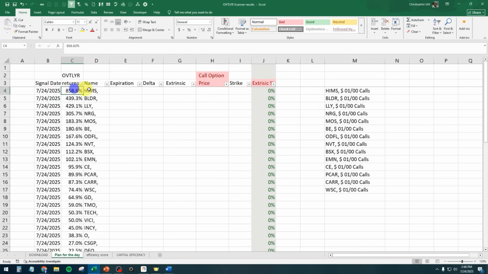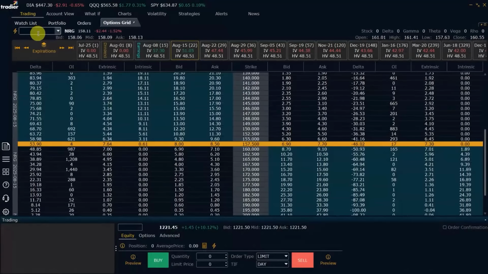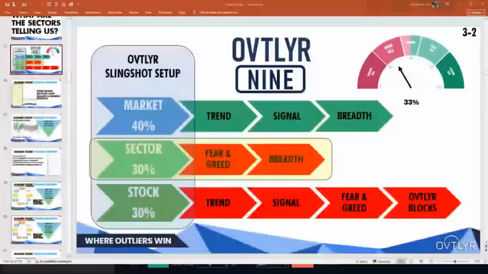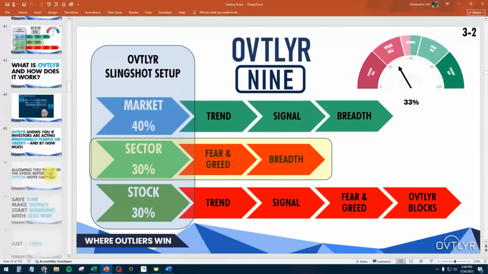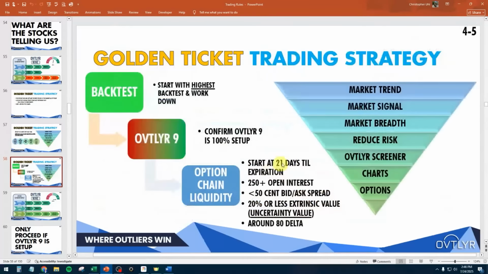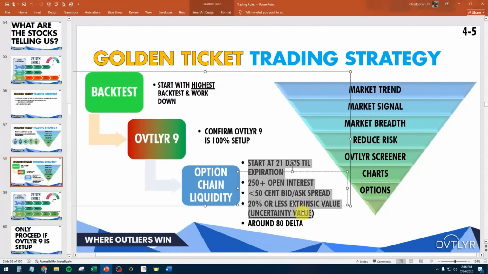So let's work our way down starting from the top, the highest outlier return. If this had pulled in by now, what would we do? We would go to the option chain, Hims. And then we would start at 21 days to expiration. Try to look for 250 plus open interest, less than 50-cent bid-ask spread, 20% or less extrinsic value, around 80 delta.